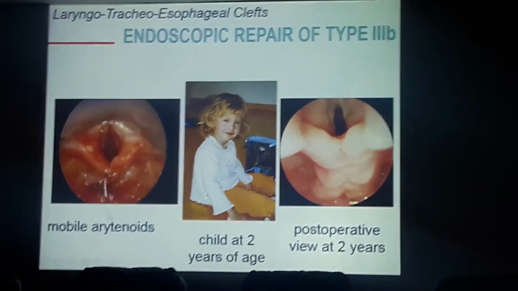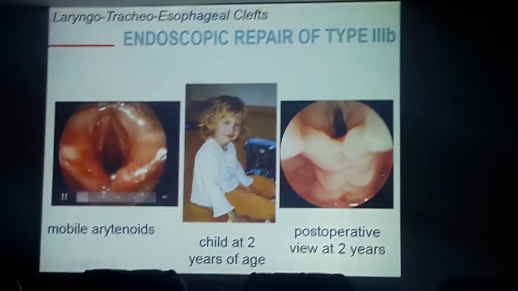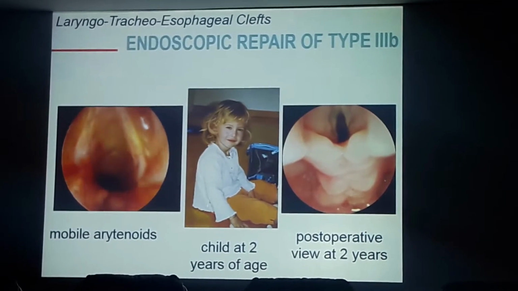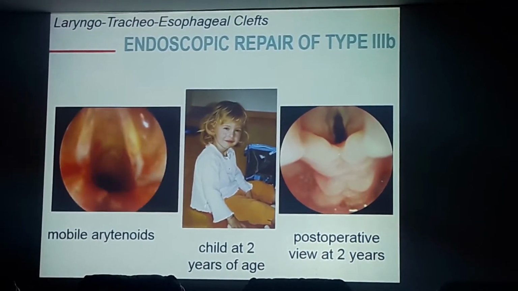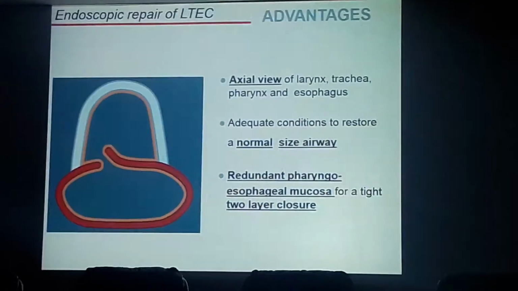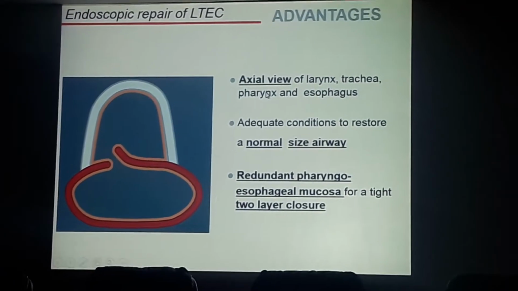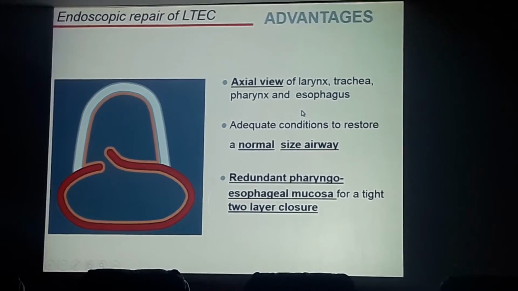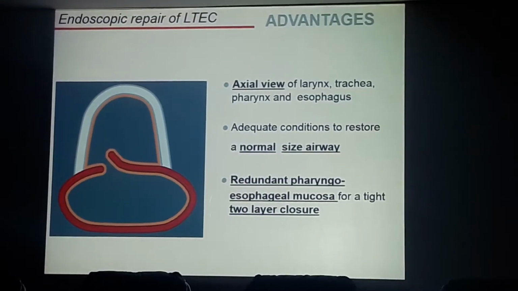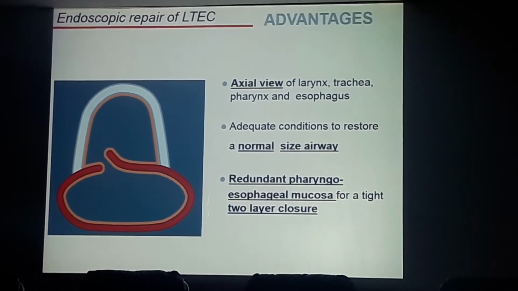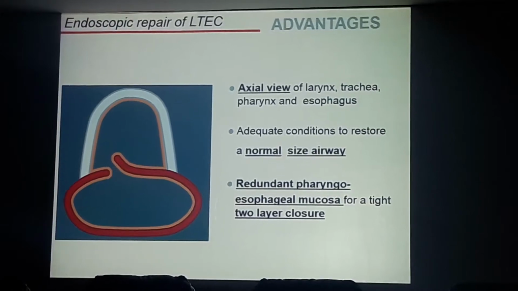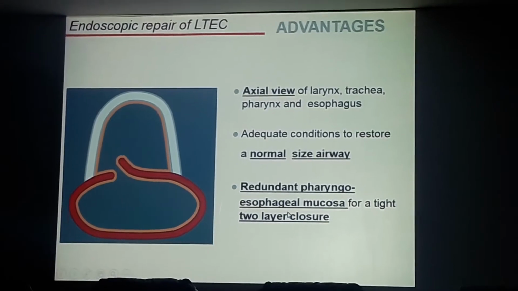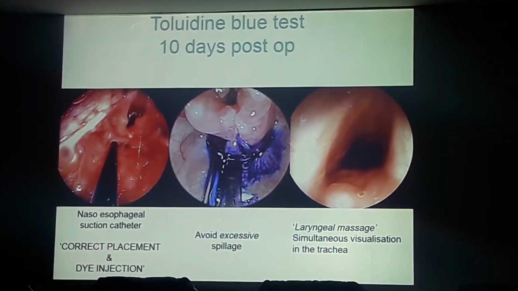What is important to know is whether we have been able to maintain the interarytenoid distance. A lot of times we enthusiastically place these sutures, and that can result in a very narrow posterior glottis and a stenotic situation. The endoscopic view has advantages. We are sitting right on the larynx, so obviously the view into the larynx, trachea, and esophagus is much better. We are able to have optimal conditions for a normal-sized airway, especially the posterior glottis, and all of this redundant mucosa can always be closed as required.